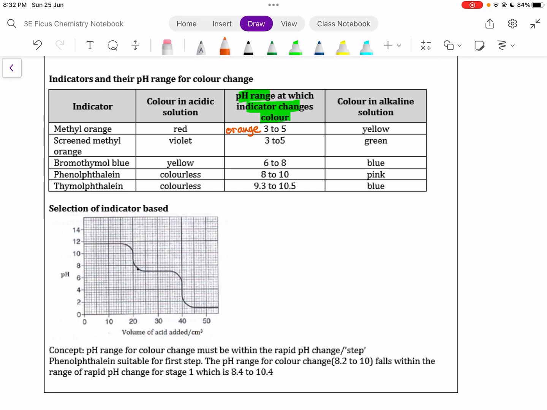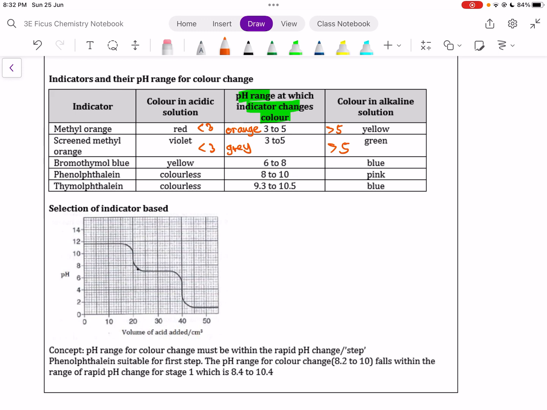Screened methyl orange also changes color from pH 3 to 5. In that range, it will look gray. Anything less than 3 is violet for screened methyl orange, and anything less than 3 is red for methyl orange. Anything more than 5 is yellow for methyl orange, and for screened methyl orange, anything more than 5 is green.